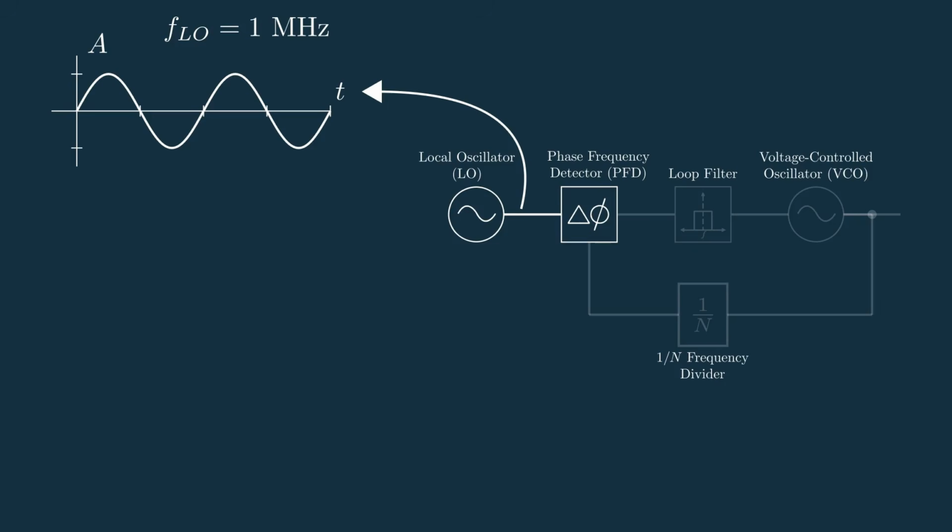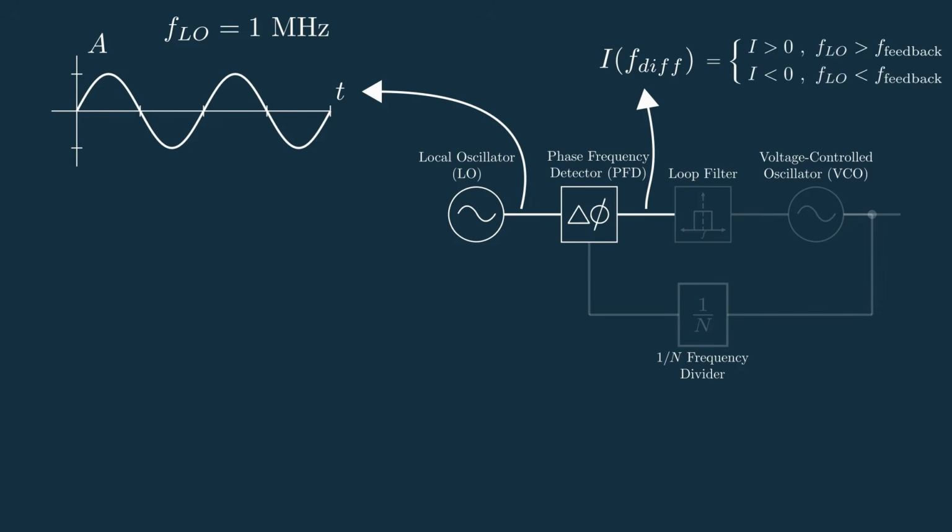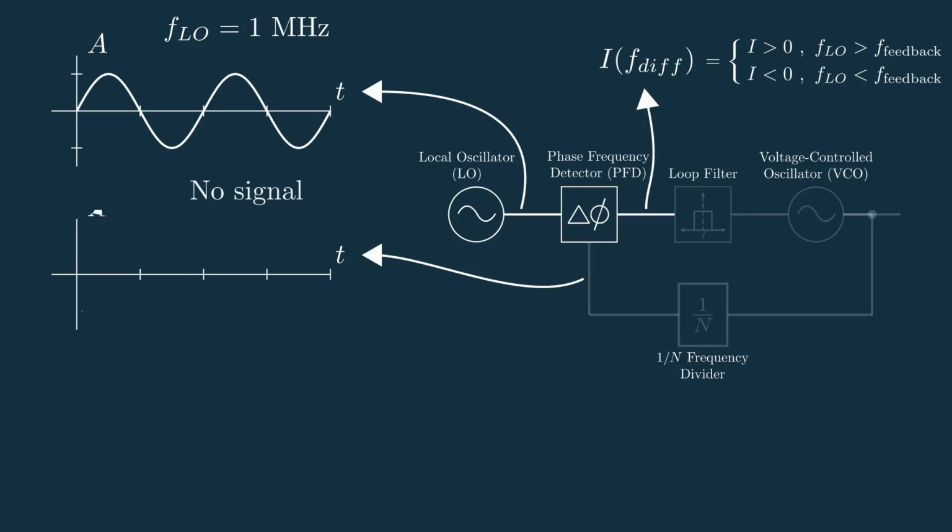The PFD's job is to produce a current that we'll call I, which is proportional to the frequency difference of the two inputs. Meaning, if the LO input is higher in frequency than the feedback's input, the output will have a positive current, and a negative current when the LO is lower in frequency than the feedback. How it does this is super cool, so I'd love to make a whole other video just on that, but I'll finish this one first. In this case, the feedback doesn't have a signal yet, so the output will be a positive current.